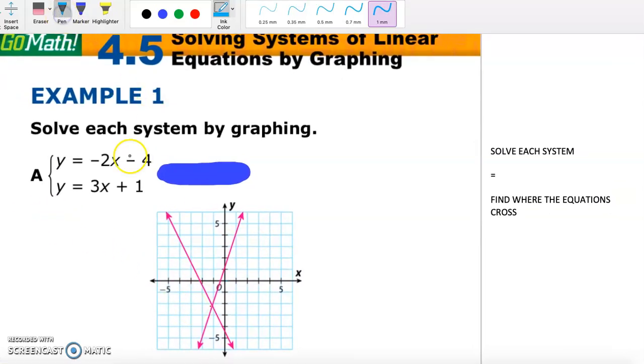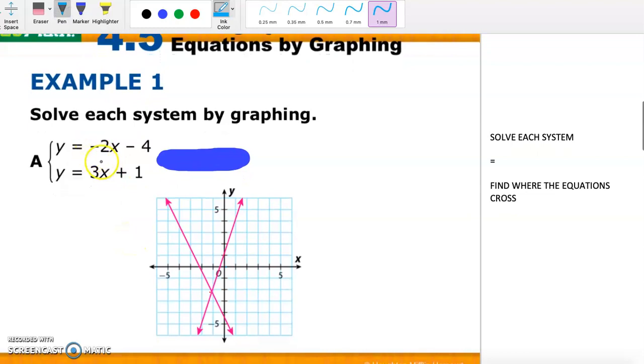So all we gotta do is, they give us these two equations and they were nice enough to put them on this graph for us, right? So I know that this is my first one because it has a negative slope, so I know it's going down, and this is my second equation. So it's saying solve each system by graphing. If all I have to do is find where the equations cross each other, where do they make that x? Oh, wow, right here. And now the next step is to write the coordinate pair.